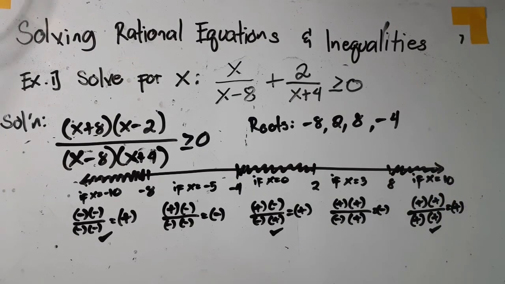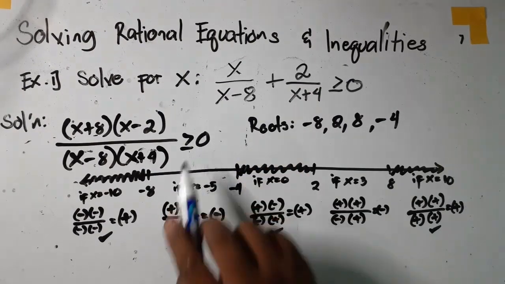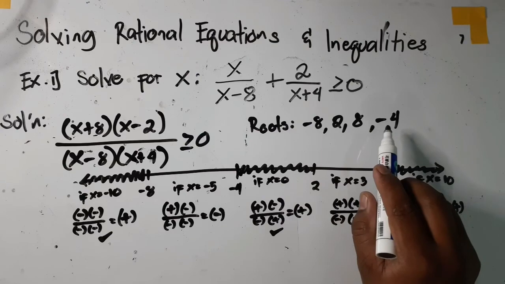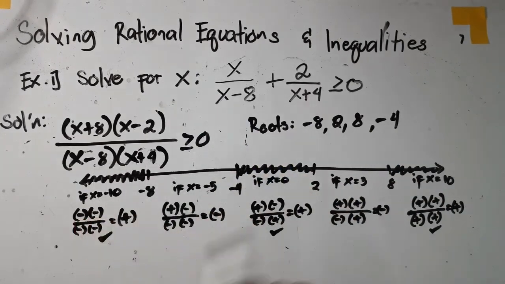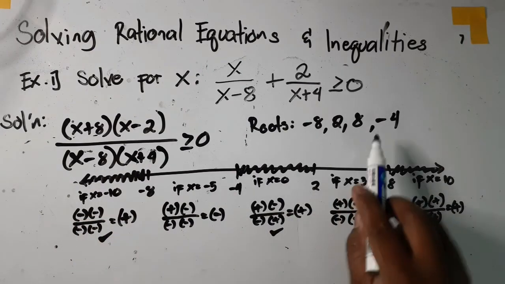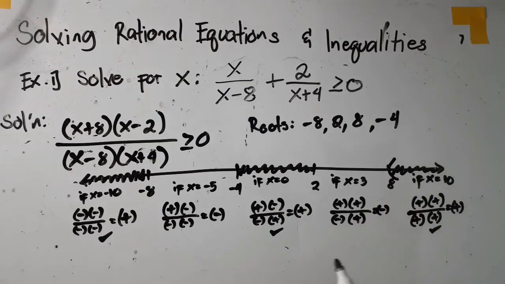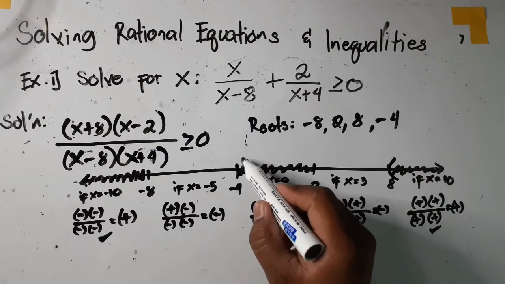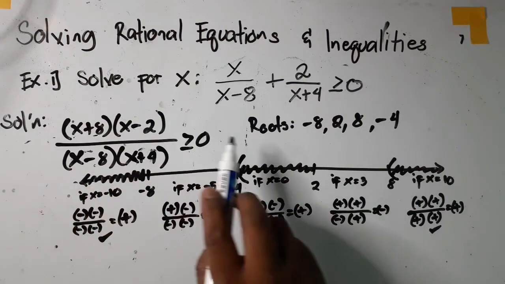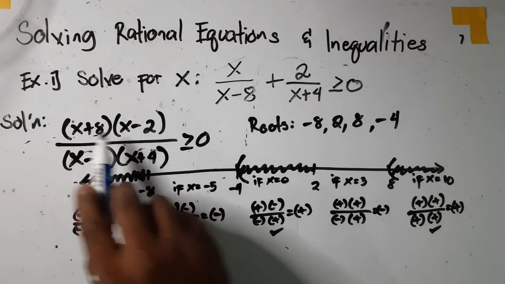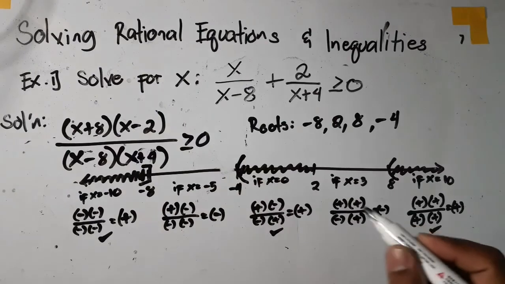So the next part is, let's check the roots. Okay, look at whether there is an equal sign. If there is an equal sign, you must check the roots, whether they are included. All roots from the denominator are not included. So if not included, use the parenthesis sign. Okay, so that is the positive 8 and the negative 4. For the roots from the numerator, which are the negative 8 and positive 2, since there is an equal sign, they must be included.